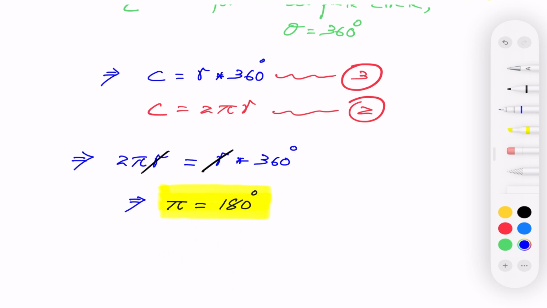Now we will pay attention to the units. What are the units on the right hand side? We have degrees on the right hand side. What are the units on the left hand side? On the left hand side, it is just a constant. We don't have any units for that constant.